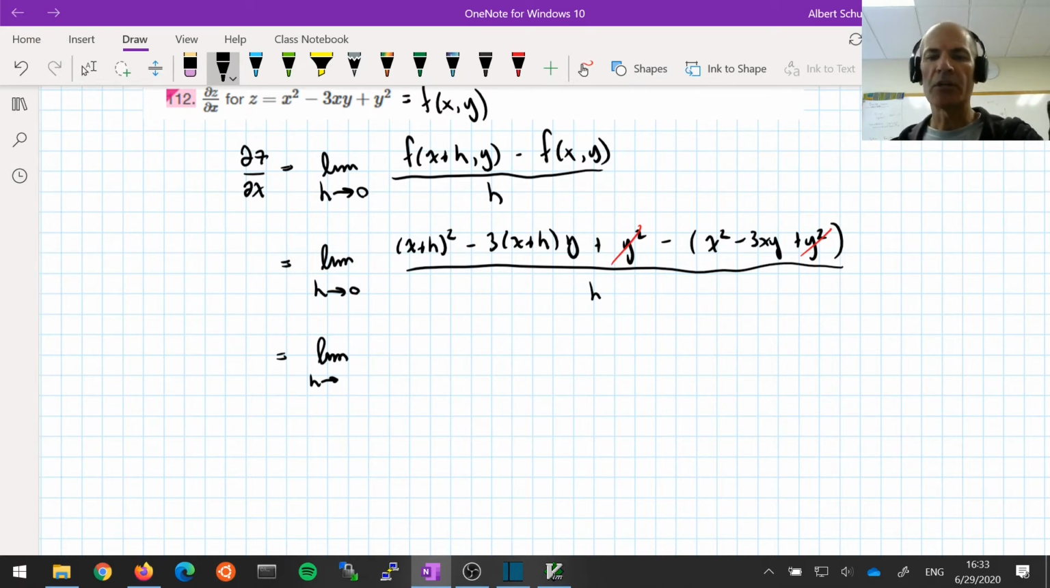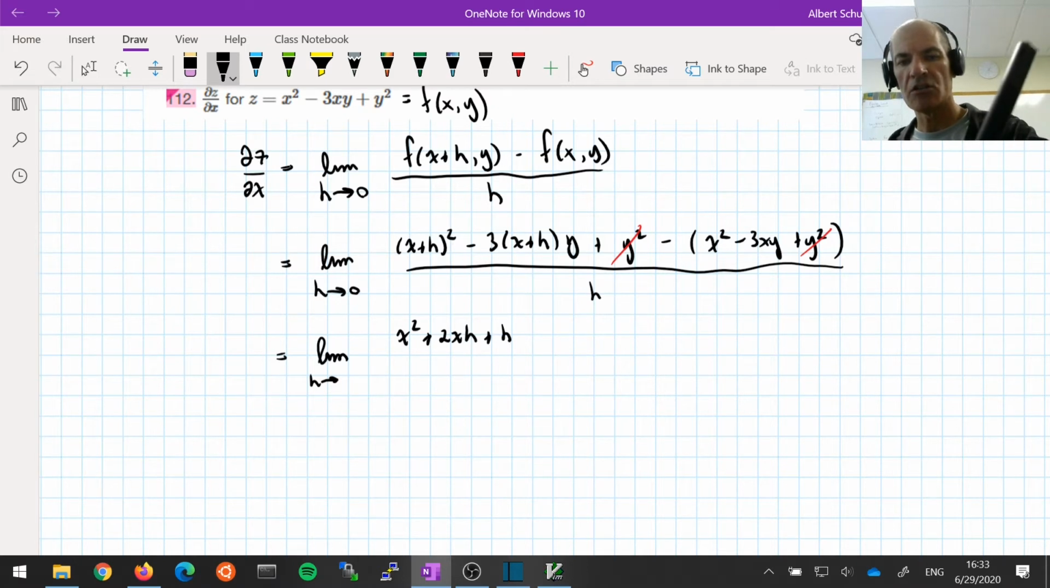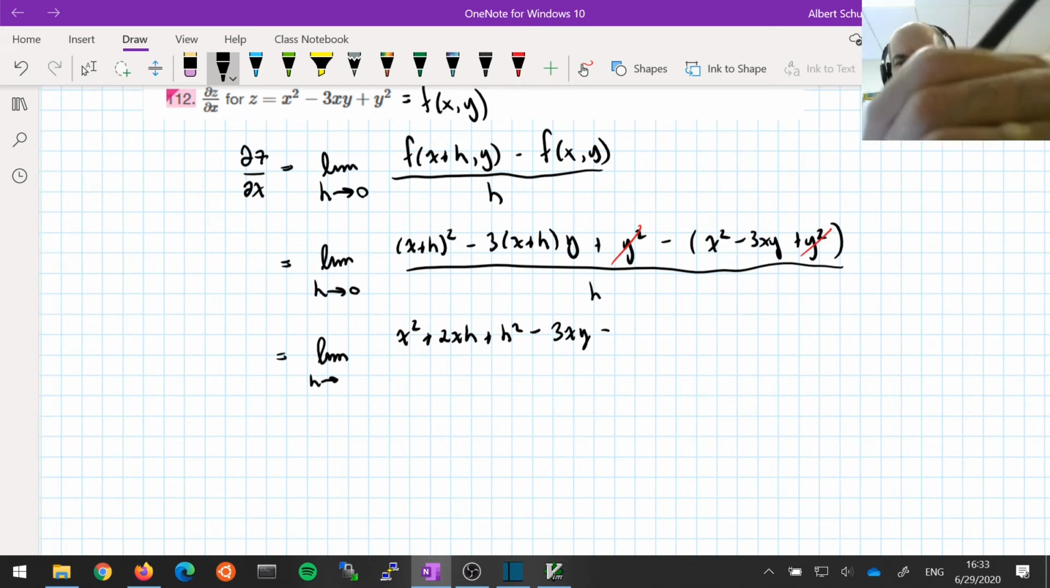So remember, when you're doing these derivative problems using the definition, the goal is to do a little bit of algebra so that you can cancel this problematic h in the bottom that wants to go to 0. Well, if your function is differentiable, you should be able to do that. Let's expand out x plus h squared. That's x squared plus 2xh plus h squared minus 3 times x times y minus 3 times h times y.